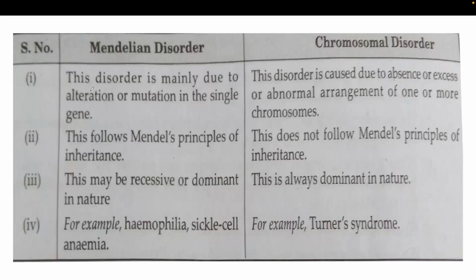In the case of Mendelian disorder, it happens because of a change or mutation at a single gene level. When a single gene has been changed, it comes under Mendelian disorder. Whereas when the changes or abnormal arrangement occur in one or more chromosomes, then it is called a chromosomal disorder, right?